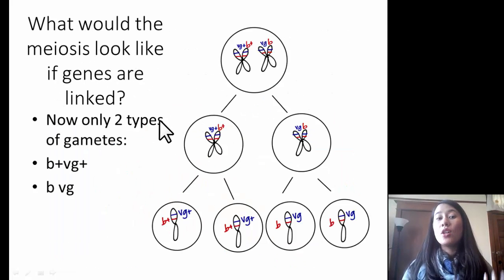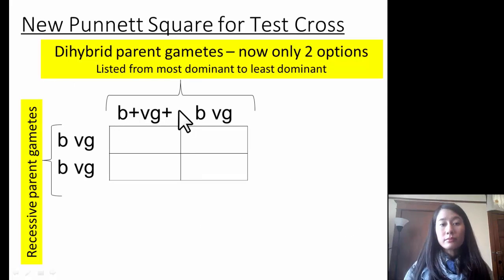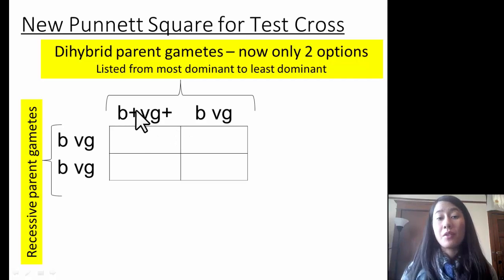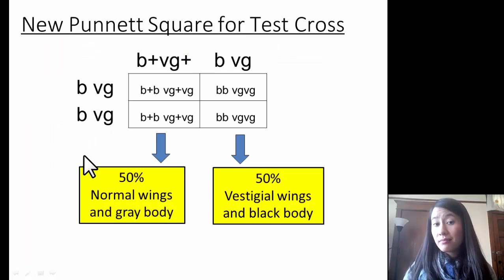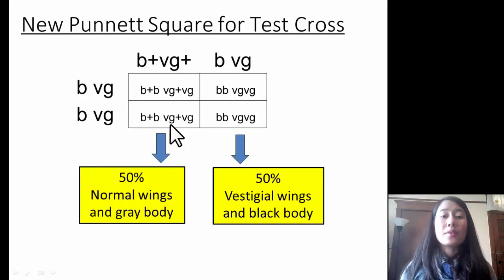So here's meiosis, 2 types of gametes. That actually changes what we would expect to see in the offspring of our test cross. So the new Punnett square for our test cross shows 2 types of gametes for the dihybrid parents, and once again, our recessive parent gametes for the double mutant. If we fill that out, we get a really different result.